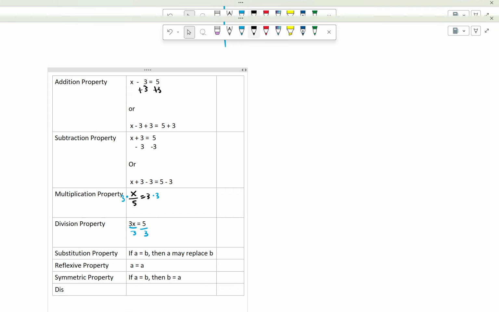Next, we have the distributive property, which says that A times (B plus C) is equal to AB plus AC. We're going to distribute A times B plus A times C. And last but not least, this is a fun one: the transitive property, which you're going to recognize, I hope, from earlier in the chapter. If A equals B and B equals C, then A is equal to C.